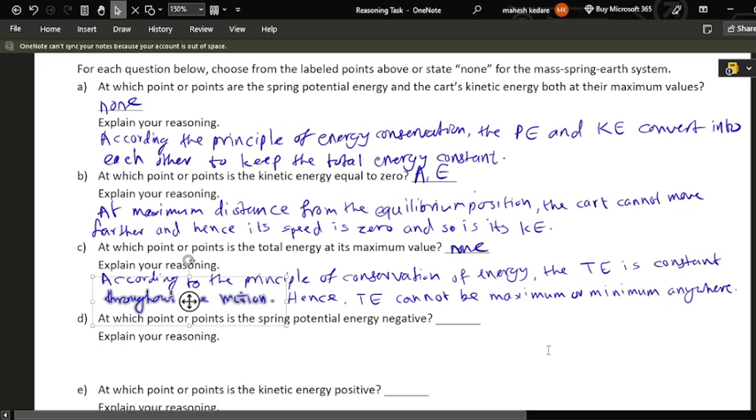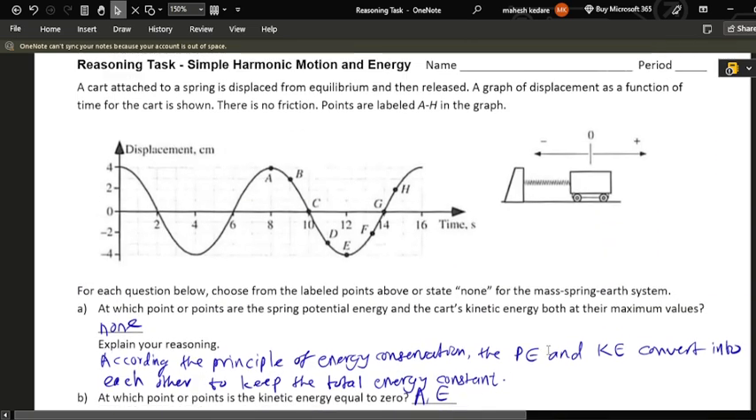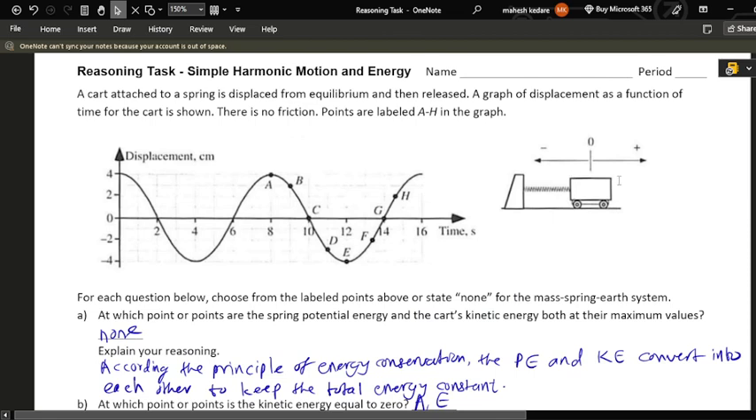Well, you might want to include the third form of energy, which is the potential energy due to gravity. But as we see, the cart is moving on a horizontal surface, so the level of the cart remains the same. That's why its potential energy due to gravity will not change. Gravitational potential energy changes only when we either lift the object or lower it. Only when the height of the object relative to the ground changes does the gravitational potential energy change.